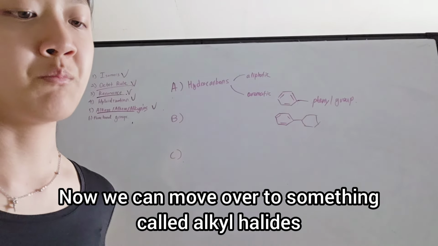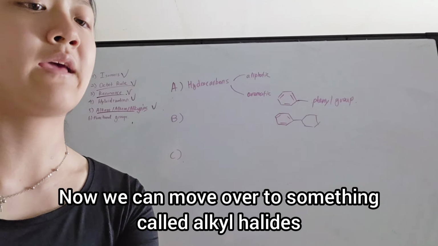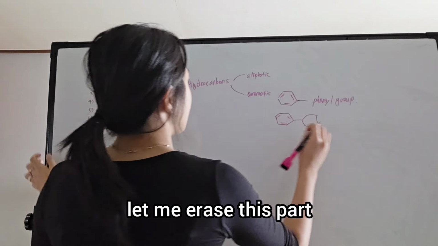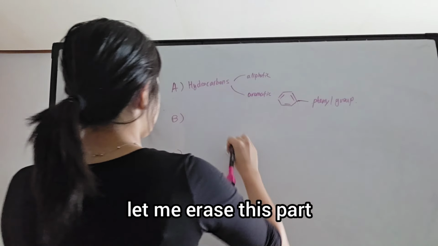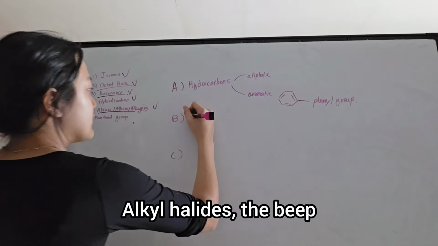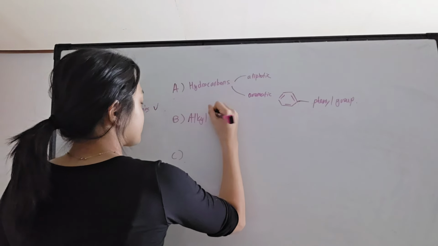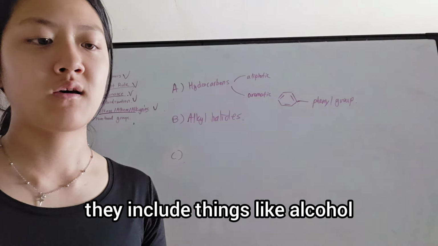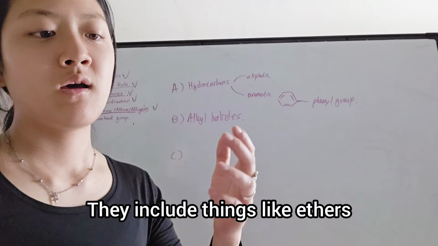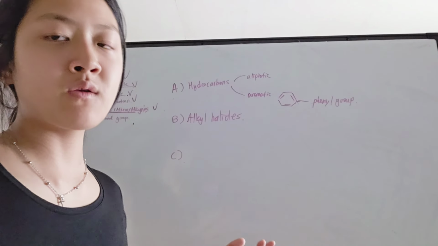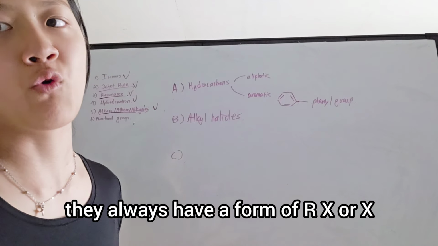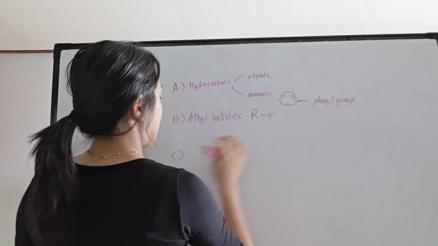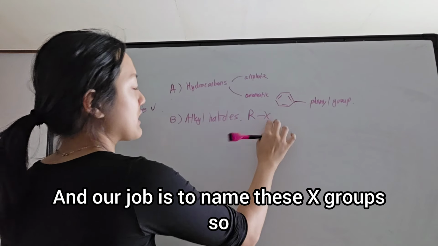Now we can move over to something called alkyl halides. And alkyl halides, let me erase this part. Alkyl halides are the B group. They include things like alcohol. They include things like ethers. And when you draw these, they always have a form of RX. RX. And our job is to name these X groups.